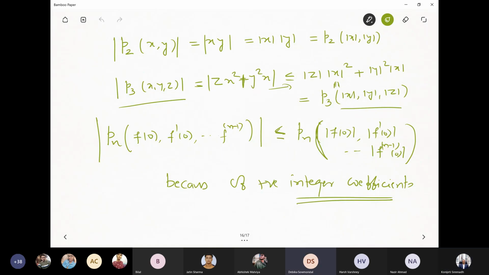Yes, sir. Then why should we write "positive integer coefficients"? If it is not positive, then is it also true? No, it is not. See, I am writing the same Pn. So this is P3, and I am also writing P3. If they are not positive, if they are negative coefficients, negative integers, then I cannot write P3 here, right? Okay, sir.